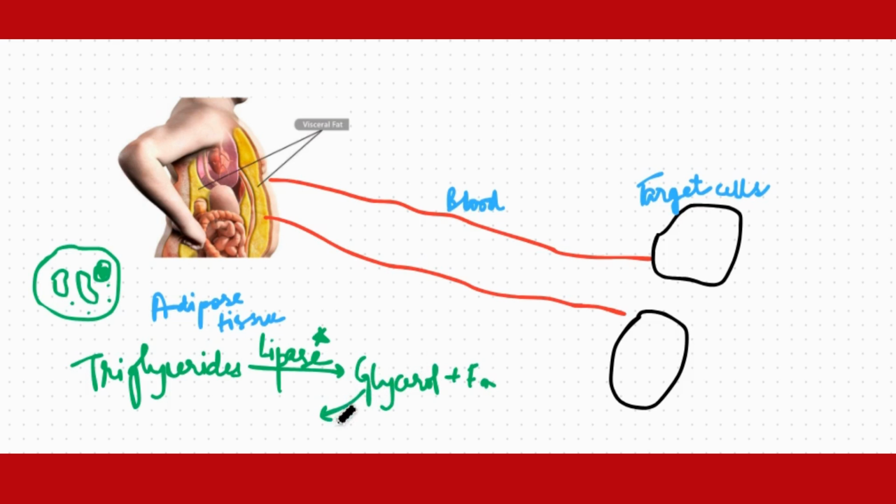The glycerol goes for other pathways such as gluconeogenesis, or for triglyceride synthesis; the glycerol is taken care of over there. The fatty acid is now free to be released into the bloodstream. So all this that I have shown you here is happening in the adipose tissue over here, and from here we have the fatty acid traveling through the bloodstream and reaching the target cells.